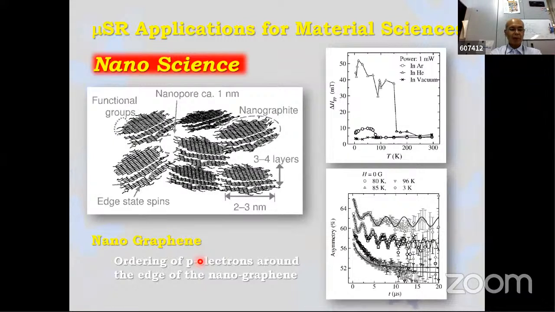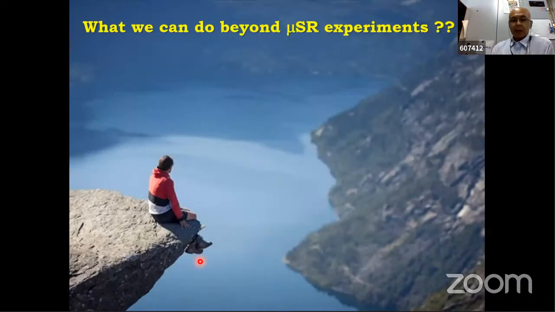Then the muon can sense the new electric state inside the nanomaterials. In the end, I'm going to talk about one example of how we can apply the DFT to discuss MUSR on this kind of graphene material. These are just simple examples of how we can apply MUSR to materials.